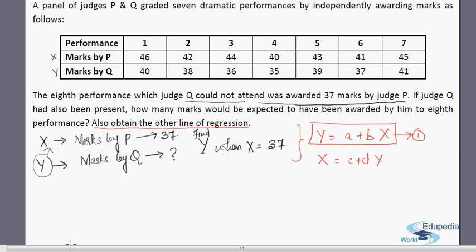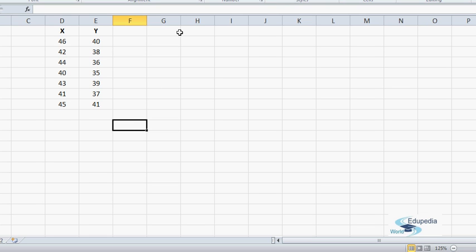and then we'll find the value of Y when X equals 37. So these are the values of different performers. We have the values of X and Y given here. These are the marks by Judge P and these are the marks by Judge Q. Now to find the values, let's use the shortcut method. Let's use U and V. We need to get U and we need to get the value of V. Further, we also need to find the values of U multiplied by V, U square and V square.